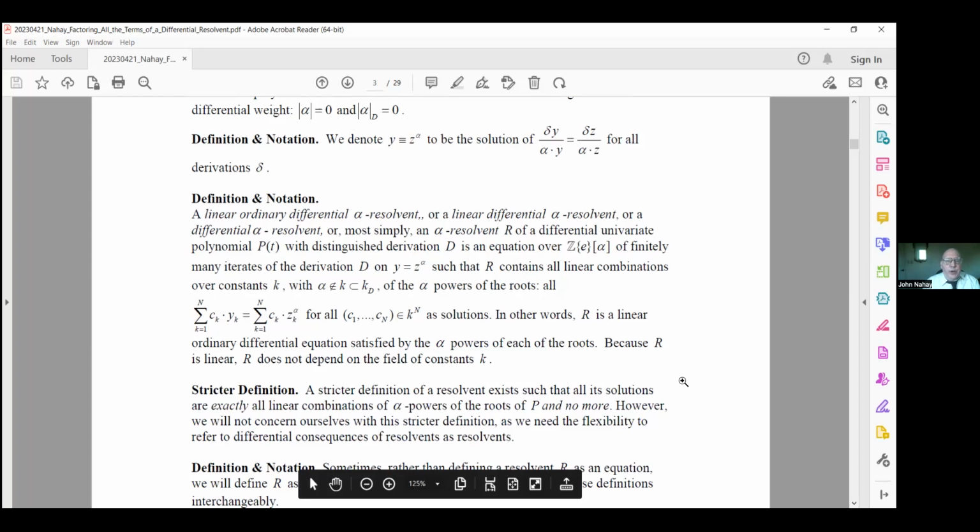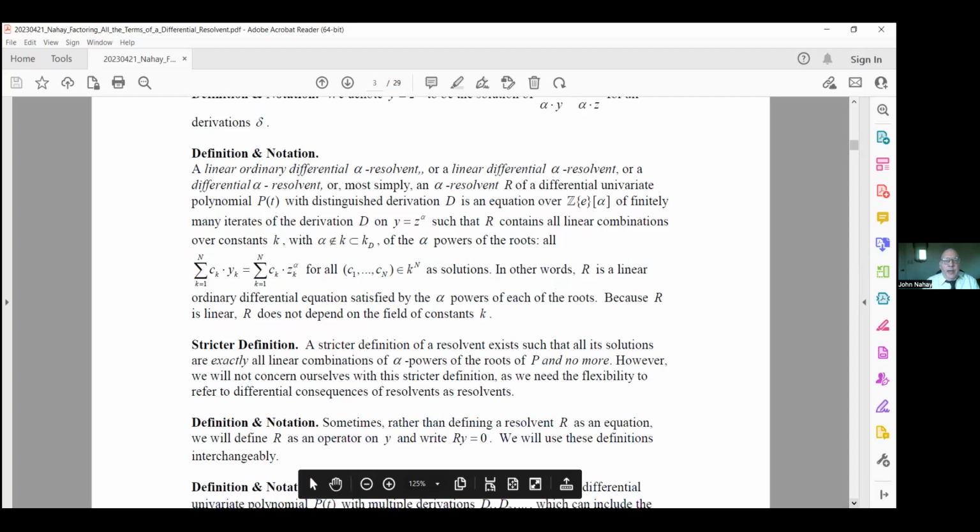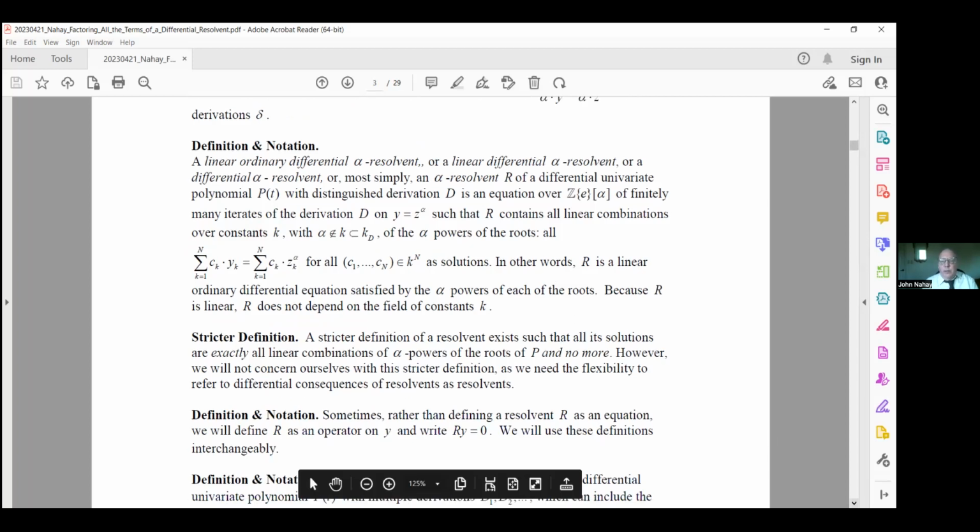Okay. So in other words, R is a linear ordinary differential equation satisfied by the alpha powers of each of the roots. Because R is linear, R itself does not depend on the field of constants. And a stricter definition of a resolvent is that its solutions are exactly all linear combinations of alpha powers of the roots of P and no more. However, we're not going to concern ourselves with that because we may want to talk about differential consequences of resolvents being resolvents.